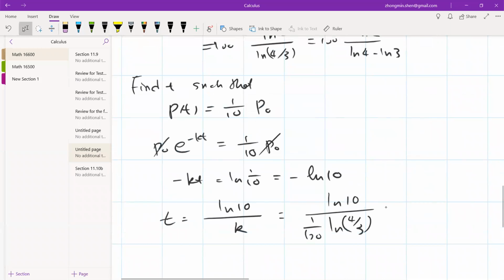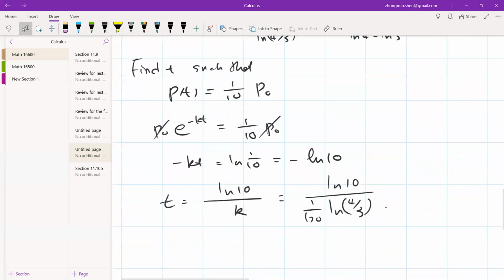P of t tells you the quantity at time t years, right? If you're looking for t for which P of t is going to be 10% of the original quantity, you have to write an equation and solve the equation. And in the equation, you know, there is k there, right? So t equals natural log 10 over k. But you have to determine the value of k already.